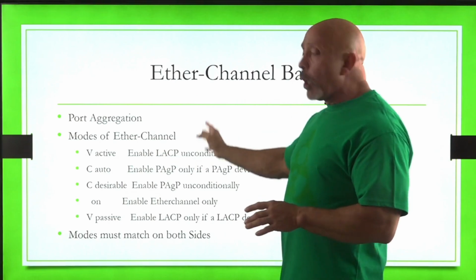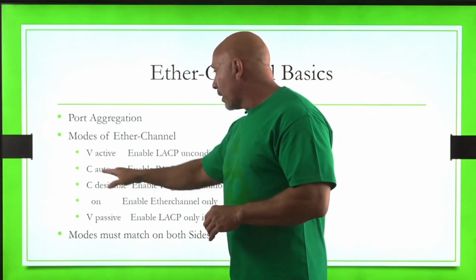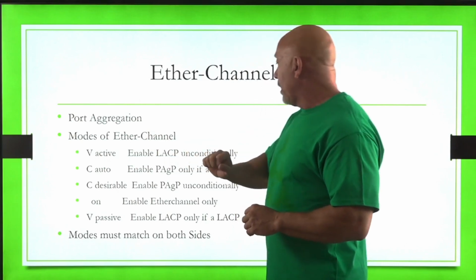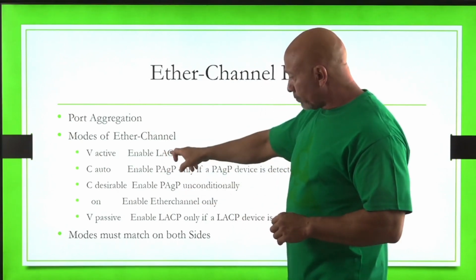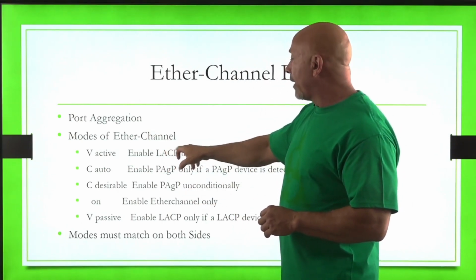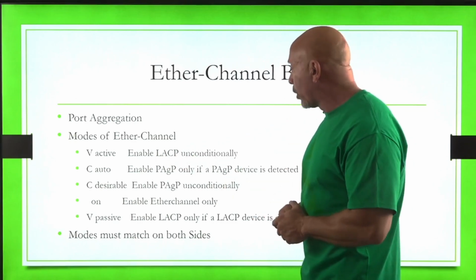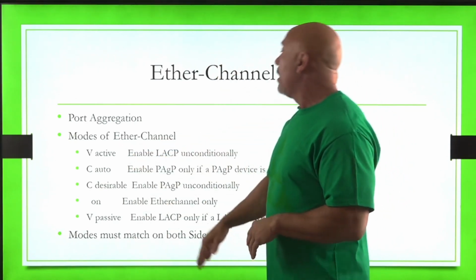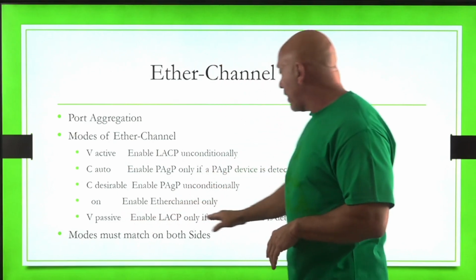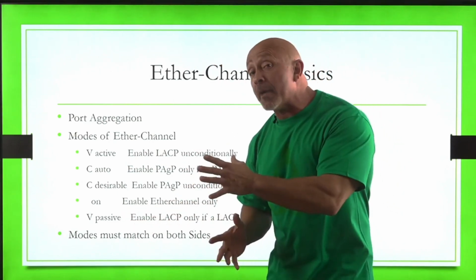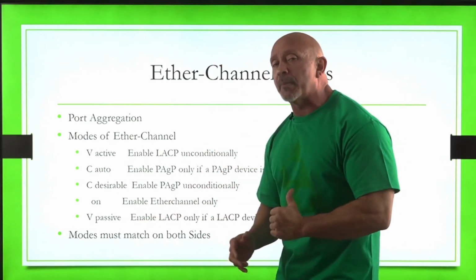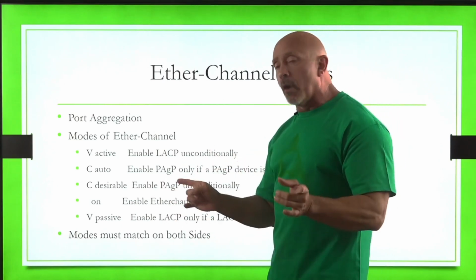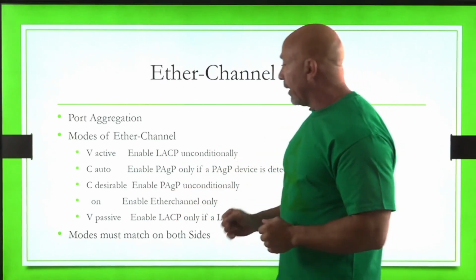So when you're configuring it, if you choose the mode active, that means it's going to use the Link Aggregation Control Protocol, LACP. If you use that on one side, then you've got to use passive on the other side, which says, hey, are you running LACP? Yes, then I'm going to run LACP too, because they have to match. That's what I say down here: the modes must match on both sides for the interfaces that you're configuring.